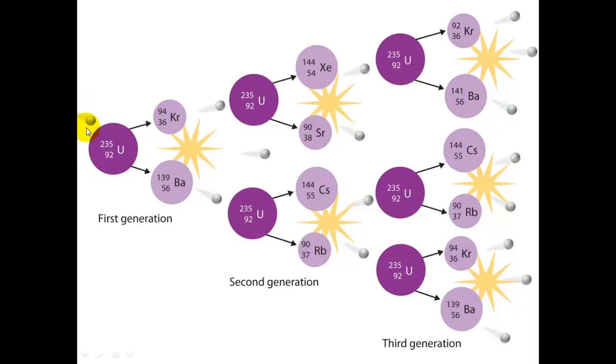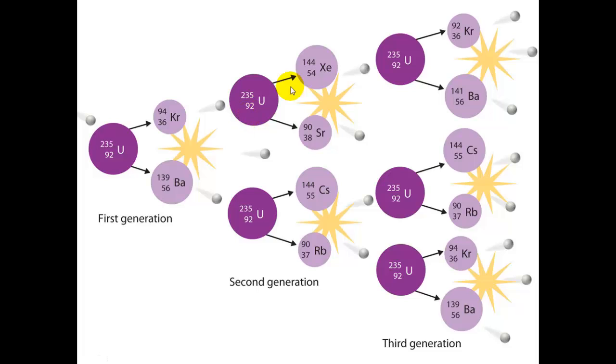Here the neutron is captured by the uranium-235. It splits into 2 roughly equal nuclei. Actually, this is roughly 2/5, this is 3/5, and it also produces 3 further neutrons. These go on to cause further fission.